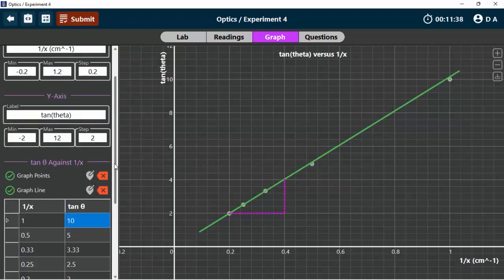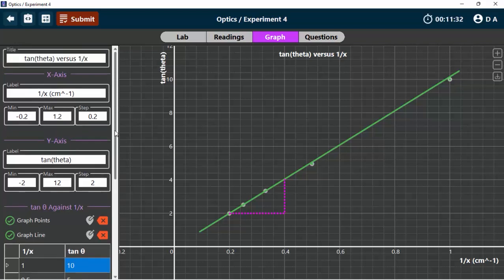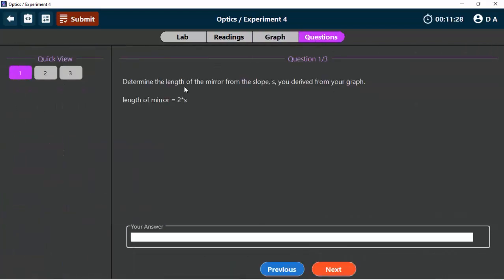So we are done with the graph basically, and this is how you plot a very nice graph for this experiment. So the next is to answer some questions. You might be asked to answer some questions. So in this experiment, we are asked to multiply the slope by 2, and that is actually the length of the mirror. So 2 times the slope, which is 2 times 10, will give us 20.